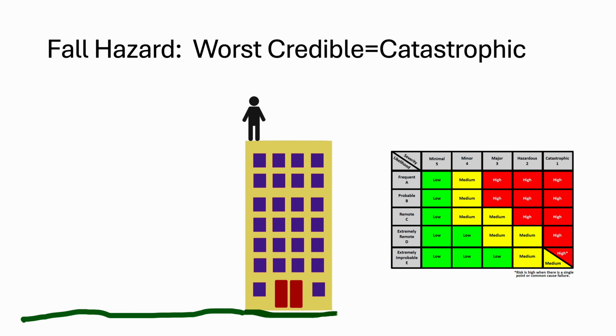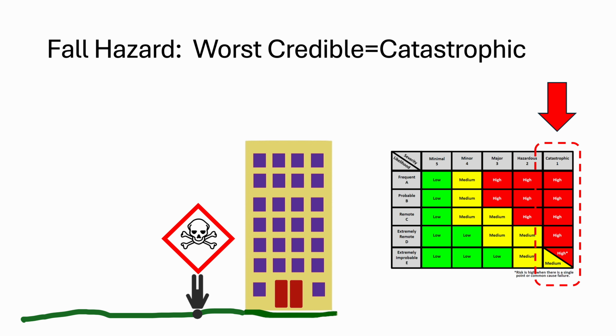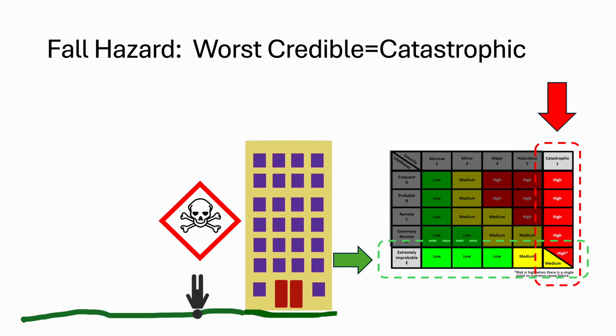Let's delve deeper into the hazard of a fall from height and examine its worst credible outcome. In the context of safety analysis, the worst credible outcome for a fall from a building is an individual impacting the ground, resulting in fatal injuries. This scenario underscores the critical severity of such an event, categorized as catastrophic in hazard assessment.